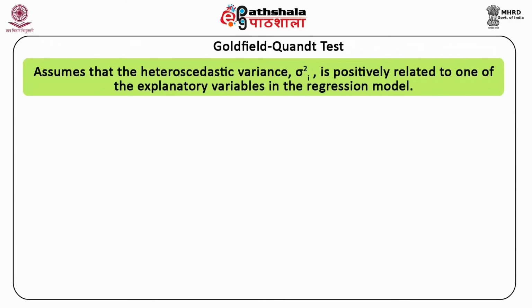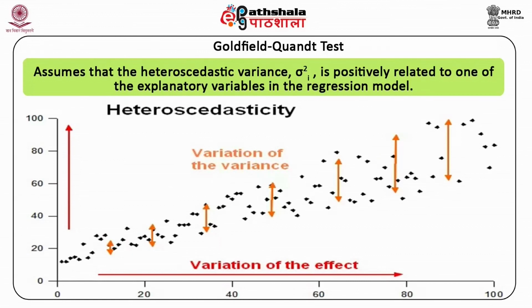This method assumes that the heteroscedastic variance sigma i square is positively related to one of the explanatory variables in the regression model. For simplicity, consider the usual two-variable model: yi is equal to beta 1 plus beta 2 xi plus ui. Now suppose sigma i square is positively related to xi. That is, sigma i square is equal to sigma square xi square, where sigma square is a constant. Then follow the below mentioned steps.